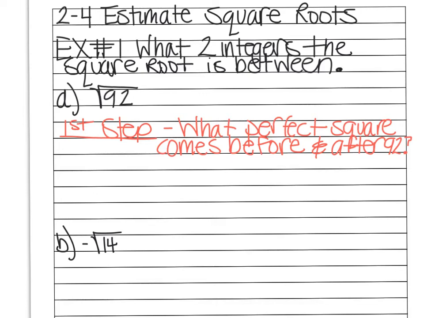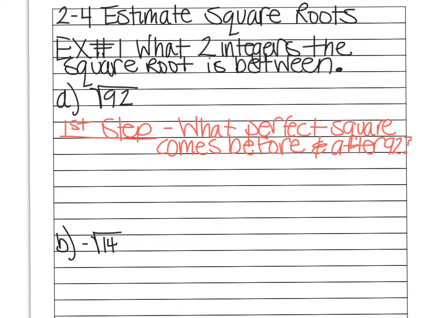Today we are doing 2-4 estimate square roots. For our first example, it says what two integers the square root is between. If you look at 92, 92 is not a perfect square, meaning there are not two numbers that are the same that will give us 92 when we multiply them. So it wants us to find out what two perfect squares 92 lands in between. So again, first step, what perfect squares come before and after 92?